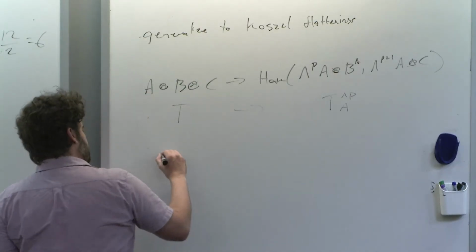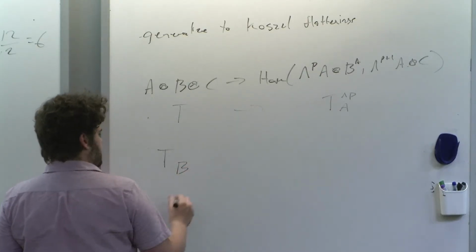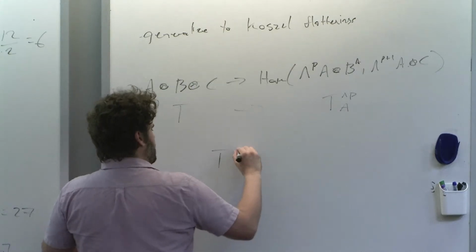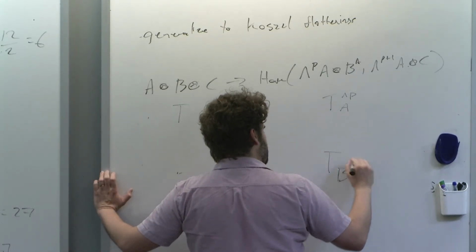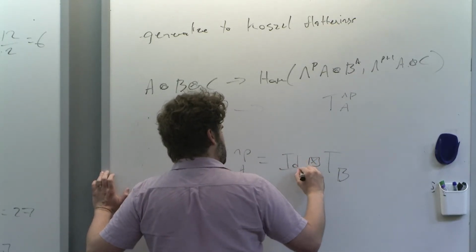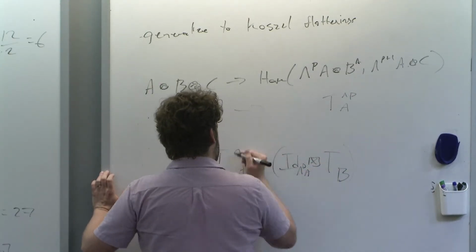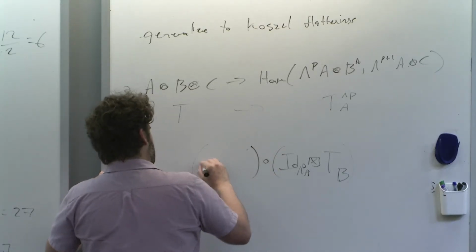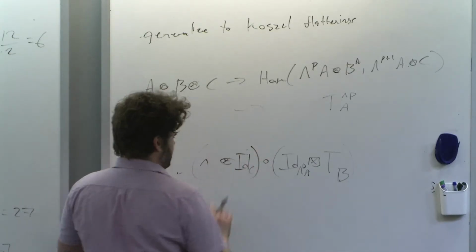And, well, how is it constructed? So T wedge P A is, well, I take T, flatten it in the B direction. I take the Kronecker product with the identity matrix in the wedge P A direction, and then I post-compose with wedge tensor identity on C, if you want.